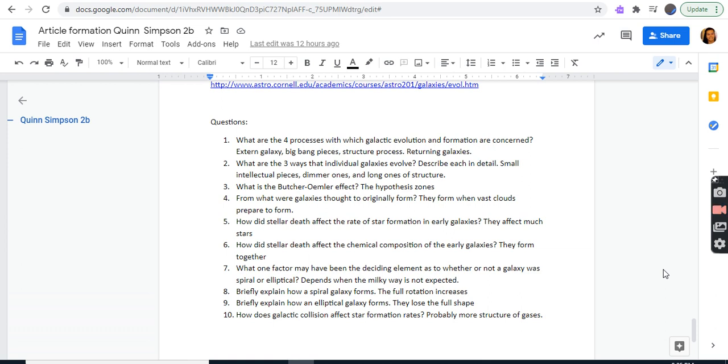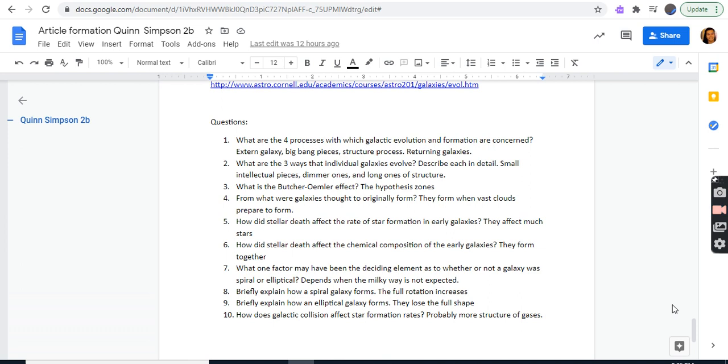They form when vast clouds prepare to form. How did stellar death affect the rate of star formation in early galaxies? How did stellar death affect the chemical composition of early galaxies? What one factor may have been the deciding element as to whether or not a galaxy was spiral or elliptical?